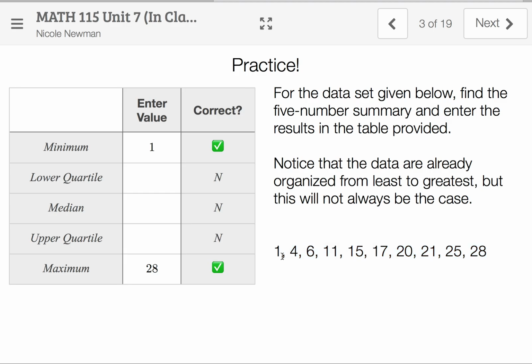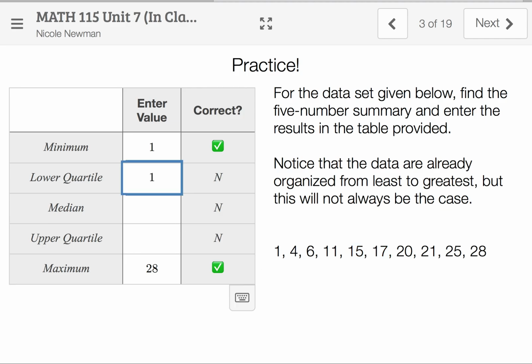Our median, let's see, 1, 2, 3, 4, 5, 6, 7, 8, 9, 10. There are 10 data points, and so that means I'm going to have to look at the 5th and 6th data points in the list, which I think are those two. Notice that there are 4 data points below and 4 data points above. We'll need the average of 15 and 17 for the median. So if you did 15 plus 17, you'd get 32, and divide by 2 would give you 16.